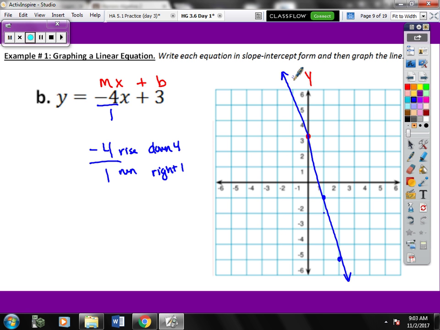Use common sense to look at your line. If the line is going down, like if you sat on it, you would be sliding down the hill, that's a negative slope. If the line is going up, it should have a positive slope. So always just use your common sense to double check that you didn't somehow graph it wrong.